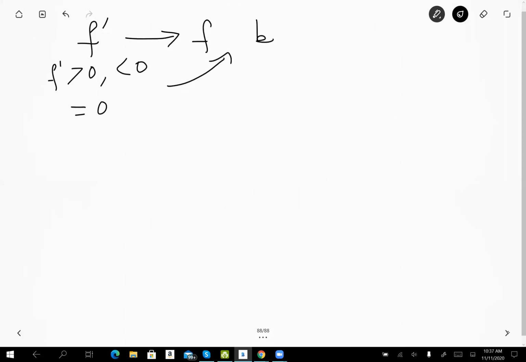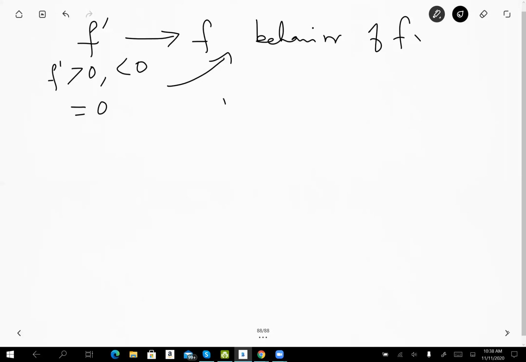So here, we want to see the behavior of the f prime and how it affects the behavior of the function. In other words, whether the f prime or the y prime is bigger than 0, less than 0, or equal to 0, it affects the behavior of the function. So that is what we're going to do now. So let's begin with this.